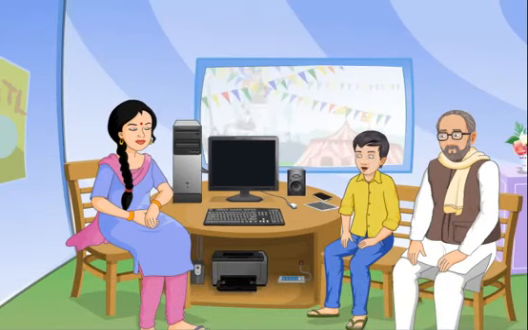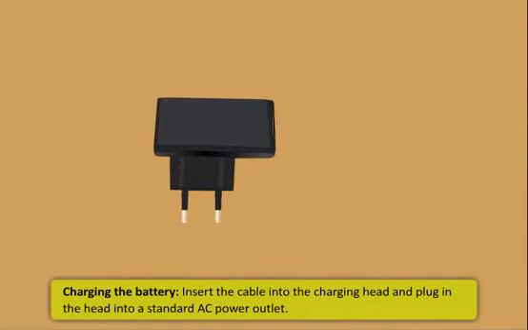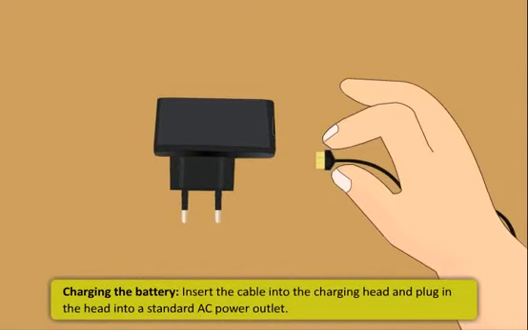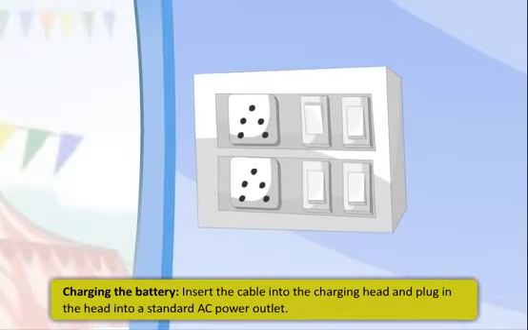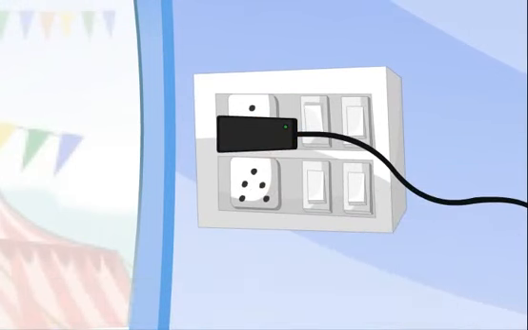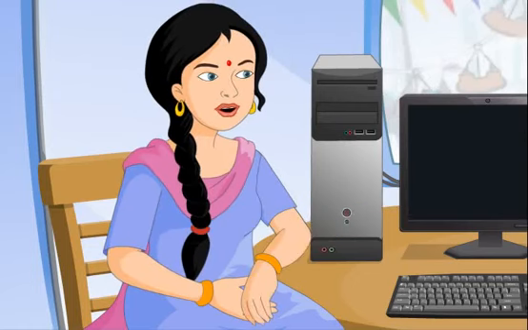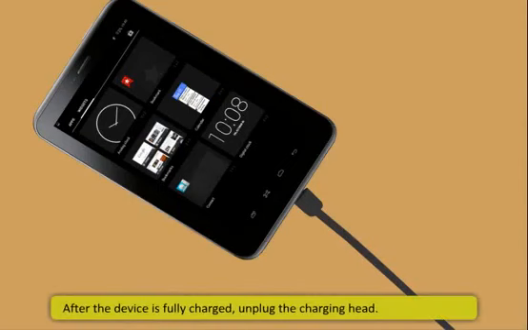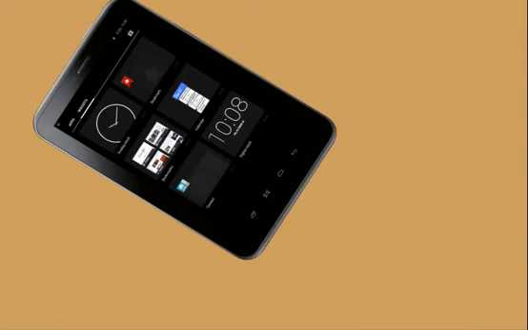How do we charge the battery? Just follow these steps. First, insert the cable into the charging head and plug in the head into a standard AC power outlet. The device will start charging automatically. After the device is fully charged, just unplug the charging head.